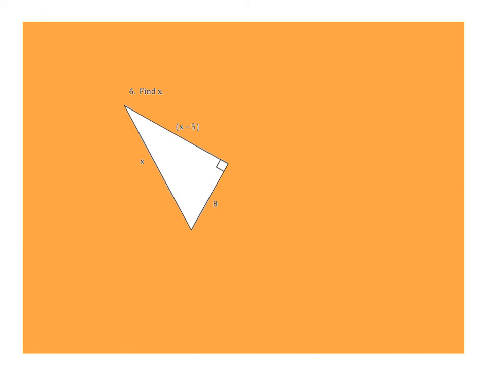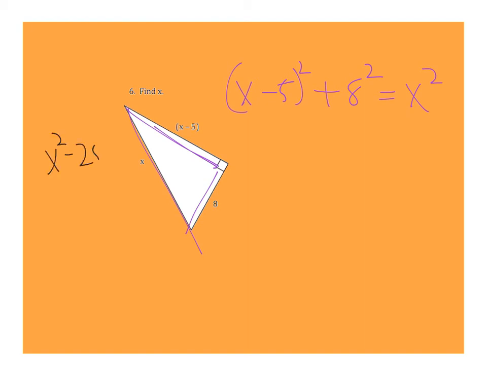So take a look here. Number 6. So you've got x minus 5, 8, and x. So let's take a look at what we've got here. So we've got x minus 5 squared plus 8 squared equals x squared. So now, x minus 5 squared. A lot of kids will try to tell me that is x squared minus 25. That is not the case. That's going to be wrong.